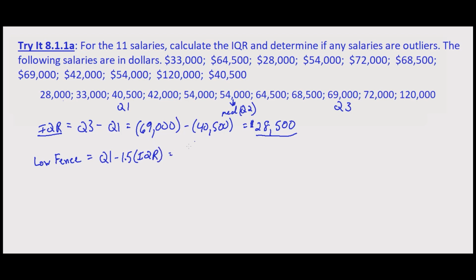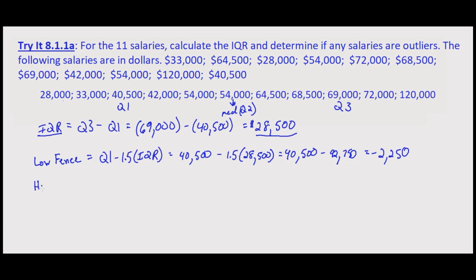So in this case, that equals 40,500, our first quartile, minus 1.5 times 28,500, which equals 40,500 minus 42,750. So that's actually a negative value, negative 2,250. We don't have any negative values in here, so we know we're not going to have a lower end outlier.